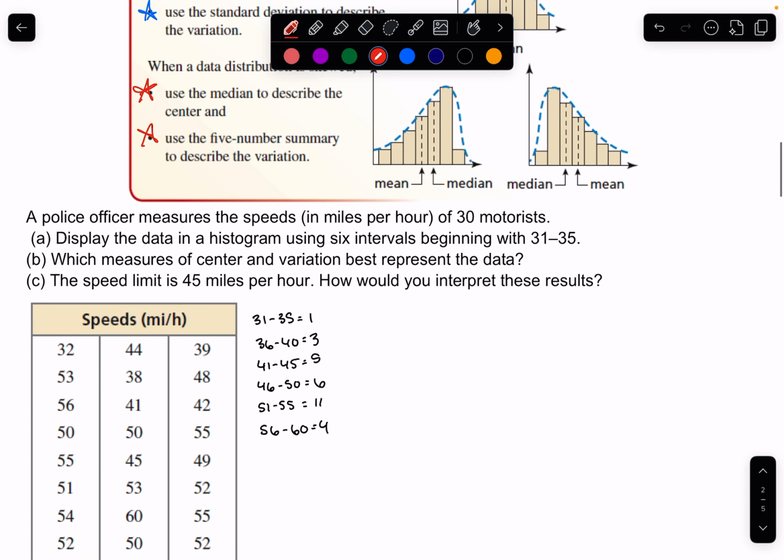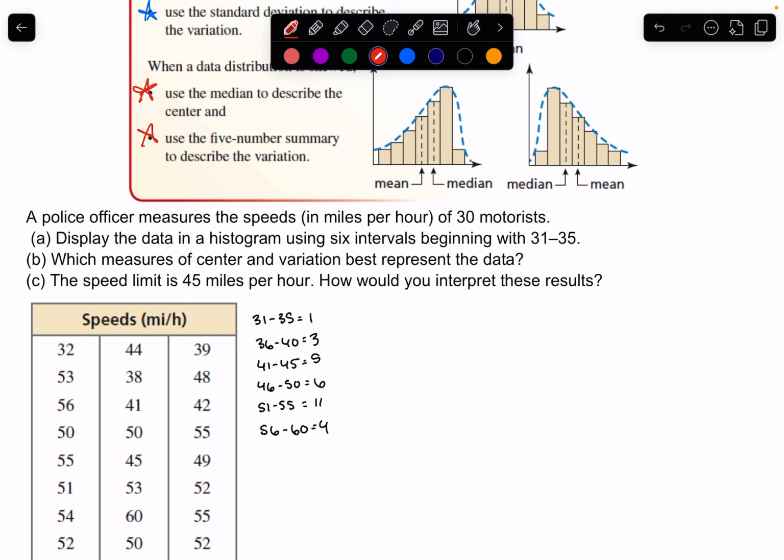So these next couple of sections, these next couple of examples, I'm losing my voice. I'll try to make this quick. It gives you data. It wants you to draw a histogram, and then it wants you to measure the center and variation. It wants you to state which measures of center and variation would be the best. And then it asks you to interpret some piece of data within that group of data.